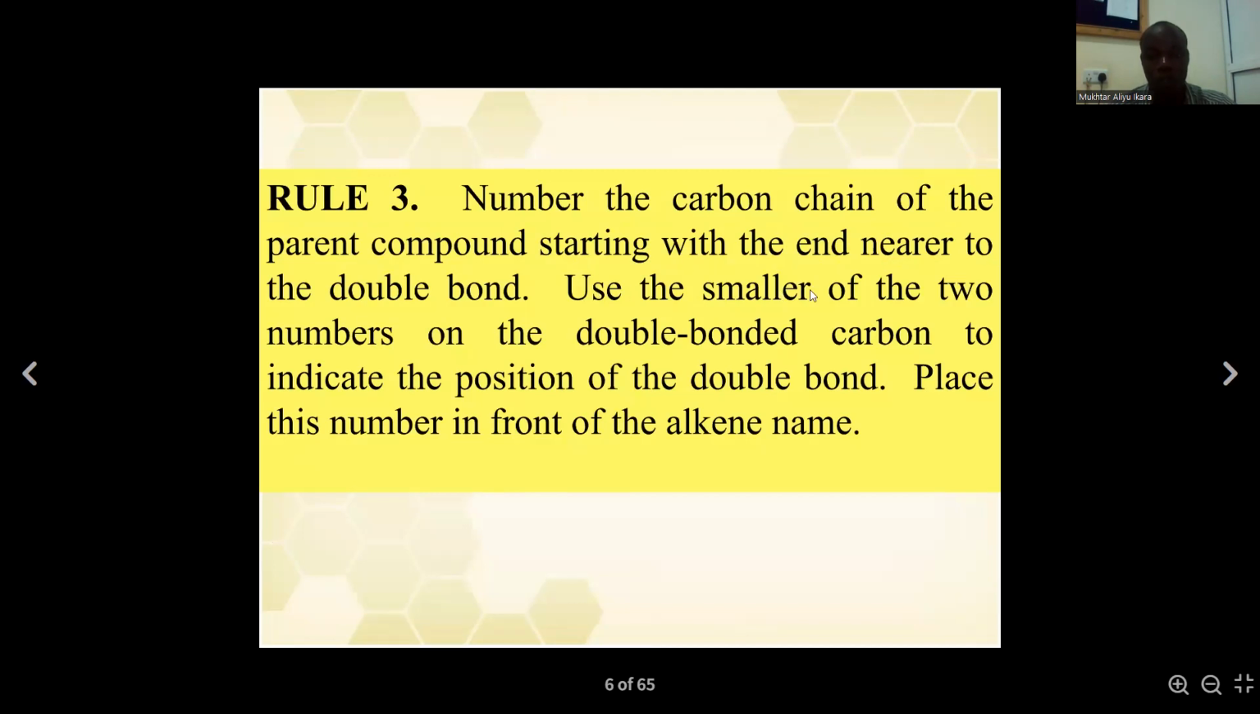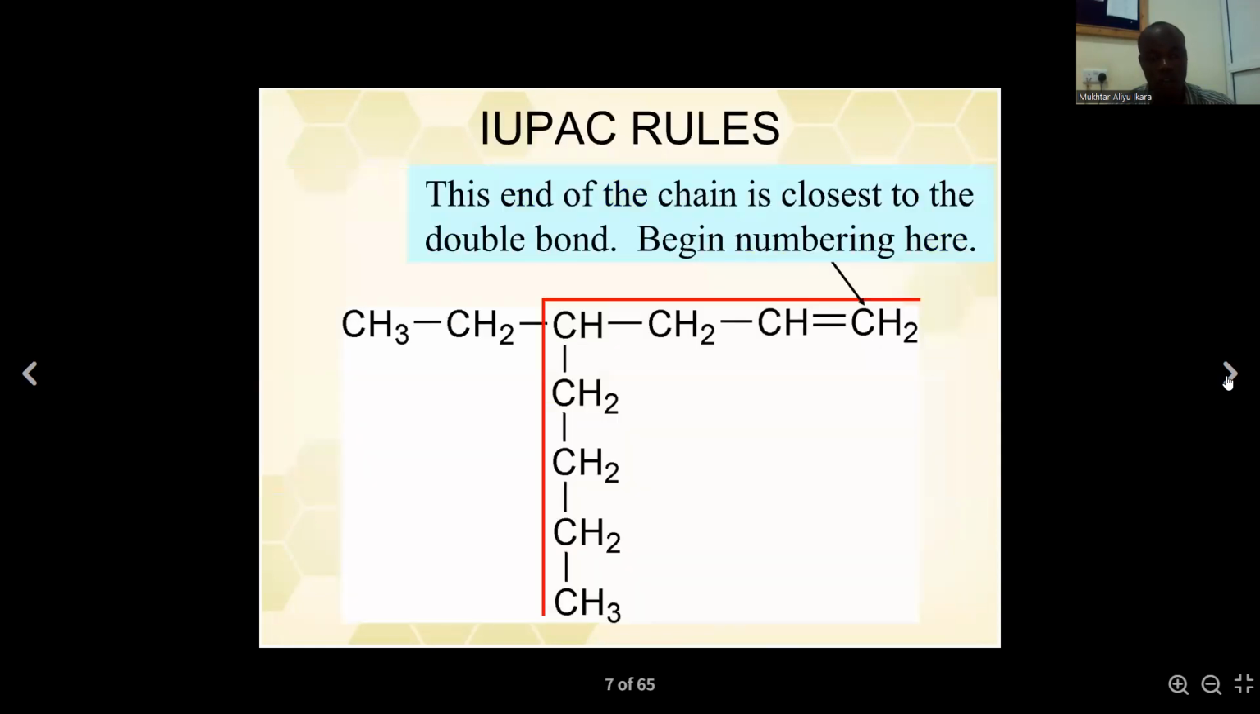So use the smaller of the two numbers on the double bond carbon to indicate the position of the double bond. Place this number in front of the alkene name. So you see, we have three rules. We have to number the carbons. Look at it, this is the carbon. The end of the carbon chain closest to the double bond, begin numbering here.